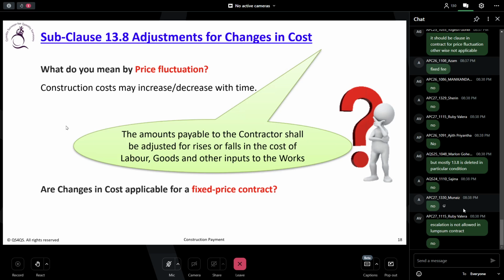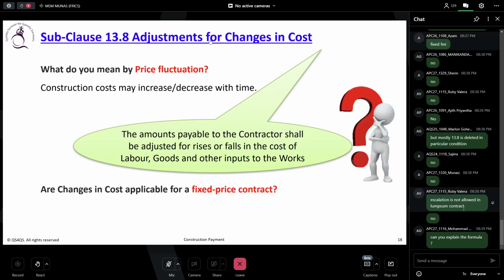But if it is allowed in the contract, you go for it. But again, 13.8. If you go through the entire subclause, just do a scanning. Have you seen any contractor claim here?